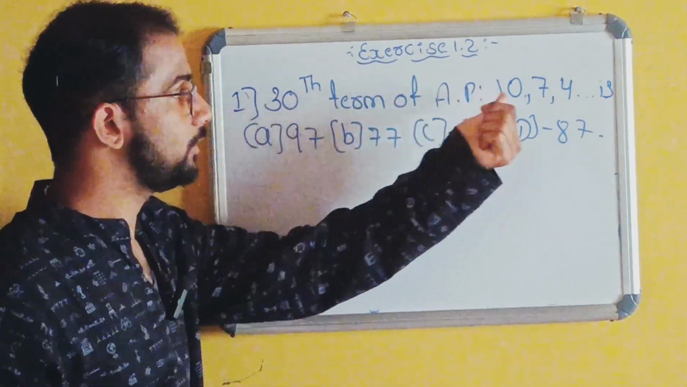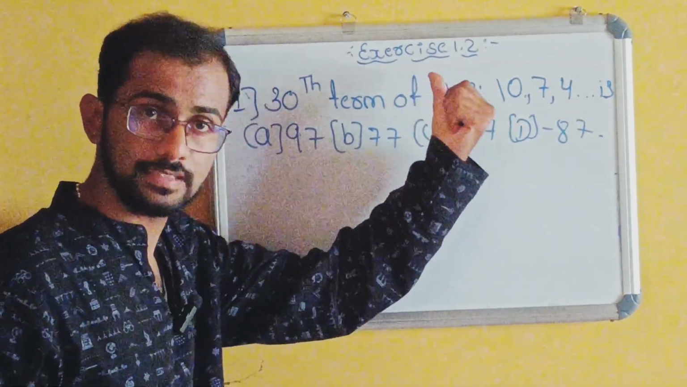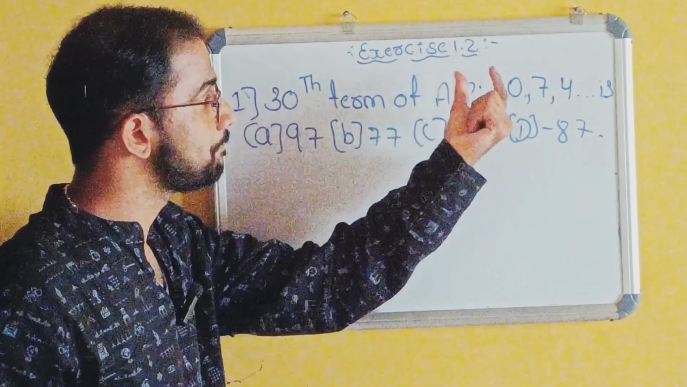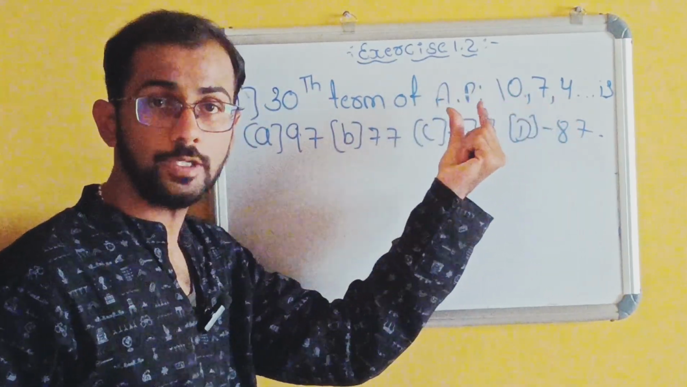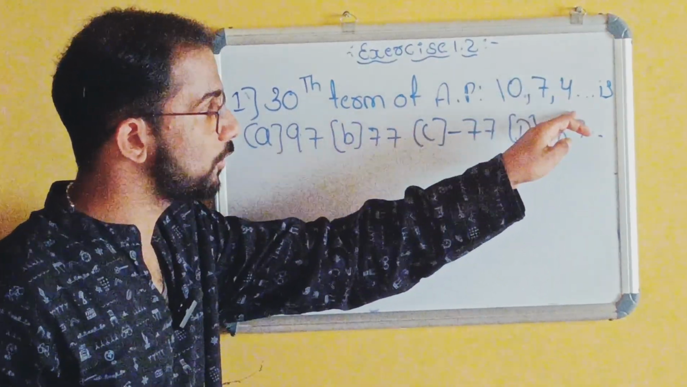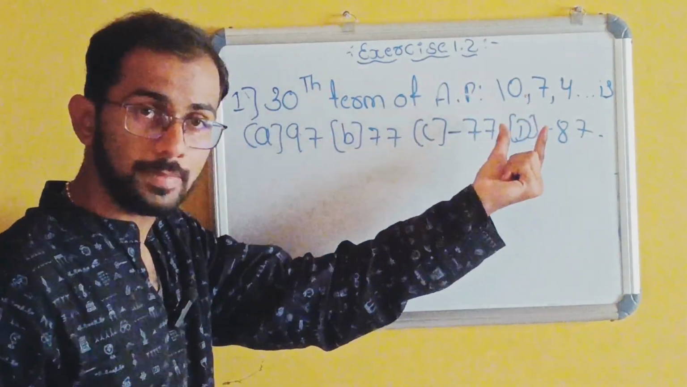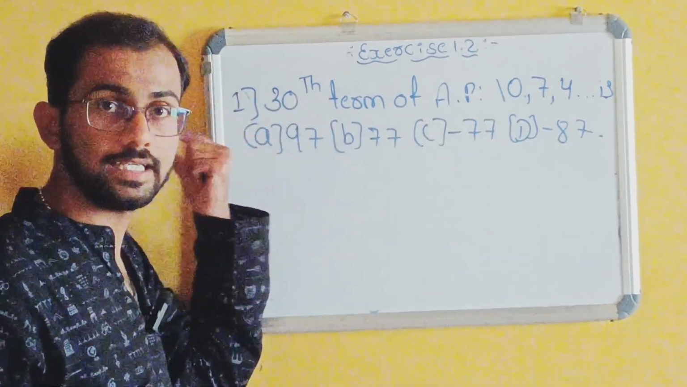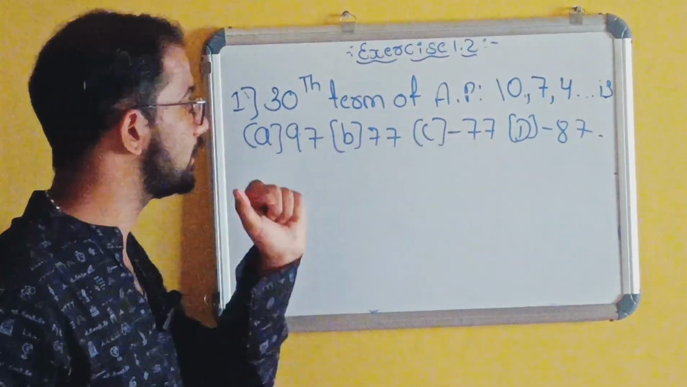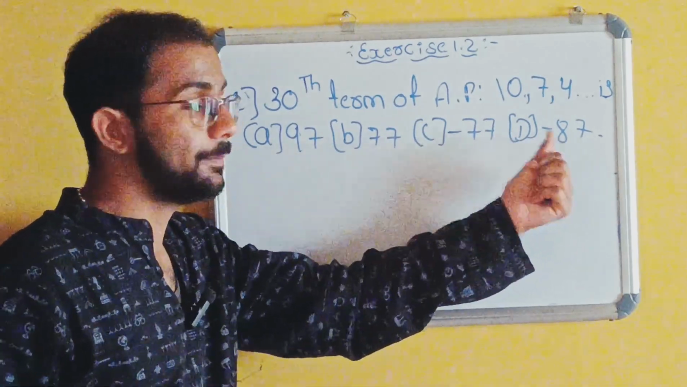Here the question is we need to calculate from the given AP. It is an AP because in the question they have mentioned this is an AP. That means the difference between two consecutive numbers is fixed. So if 10, 7, 4, and so on is the given arithmetic progression, from that we need to calculate the 30th term. There are four options given: 97, 77, minus 77, minus 87.